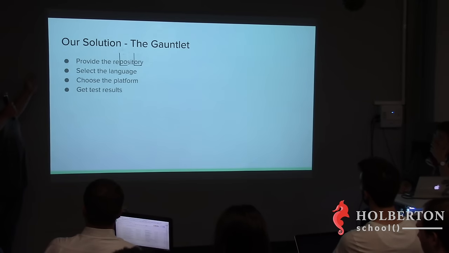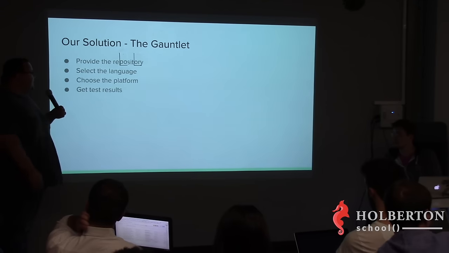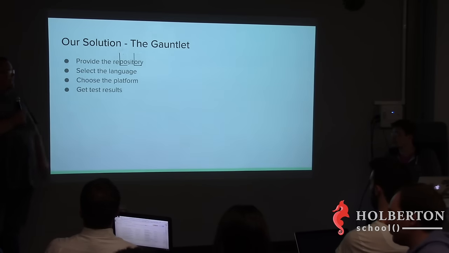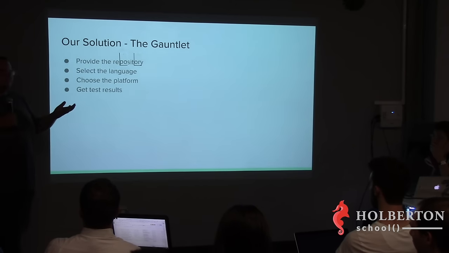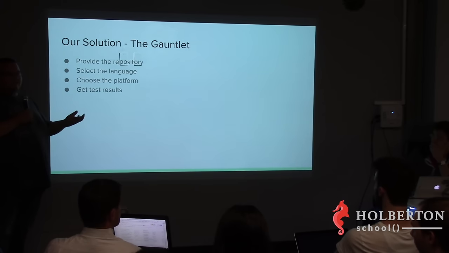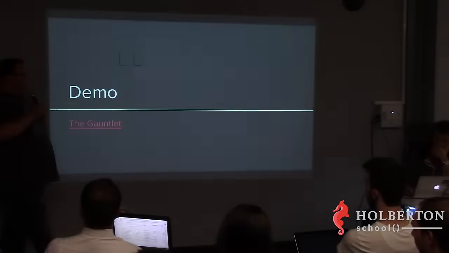So our solution is the Gauntlet. In the Gauntlet, you provide us with a GitHub repository. This ensures that developers are pushing commits consistently, so they can't just run it from their local repositories. You select the language that you've coded in, so C, Python, Ruby, and you choose the platform you want to run it on. Then our system will spin up a Docker image with the necessary requirements. For C, it will load GCC, and for Python, it will load Python and pip and all of that. Then you get test results on the user interface.